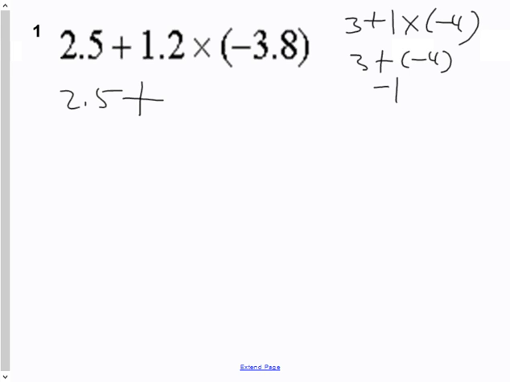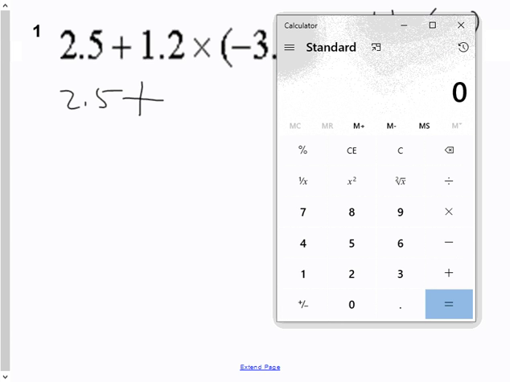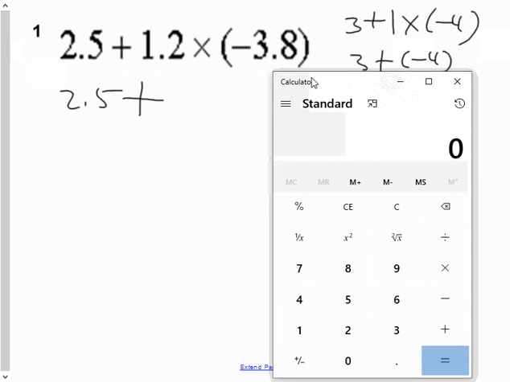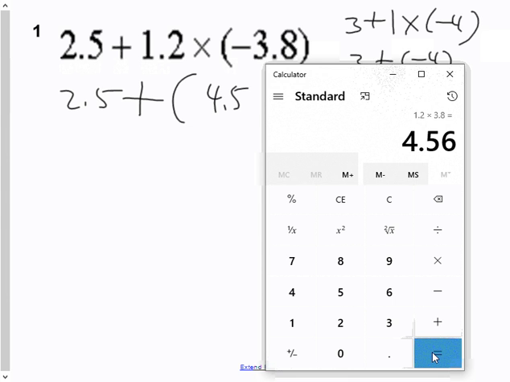And then I'm going to take my calculator. I'm going to say, what is the product of 1.2 and 3.8? So 1.2 multiplied by 3.8. I'm going to multiply it against 4.56. I'm going to use brackets of 4.56 in brackets. And because it's a positive multiplied by a negative, it's going to be a negative 4.56.